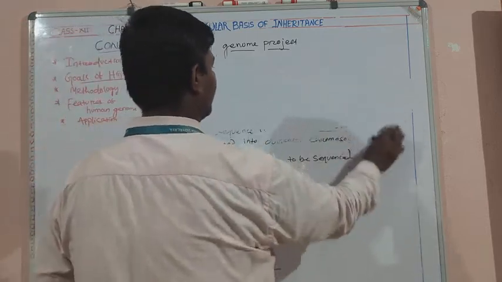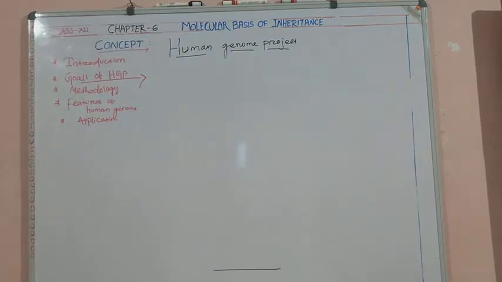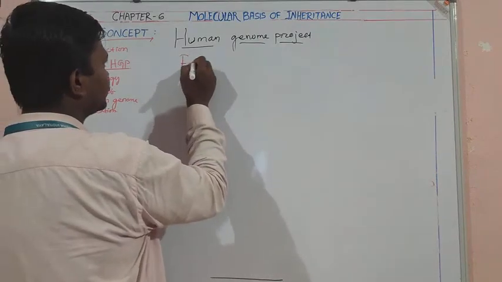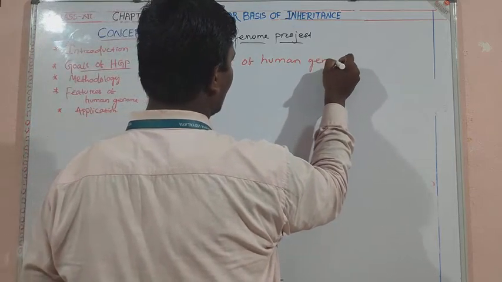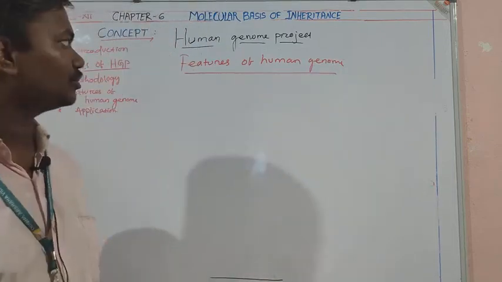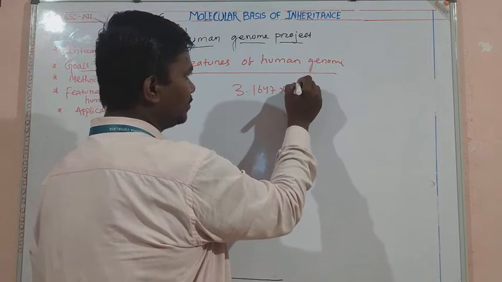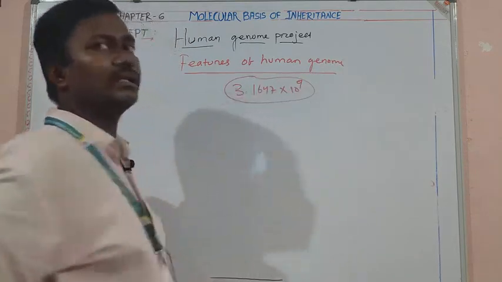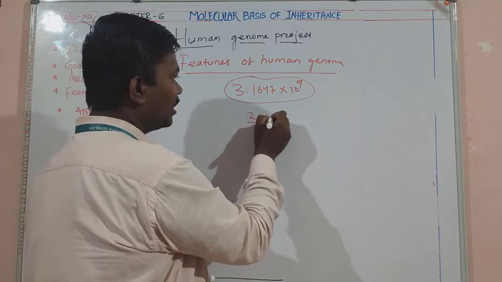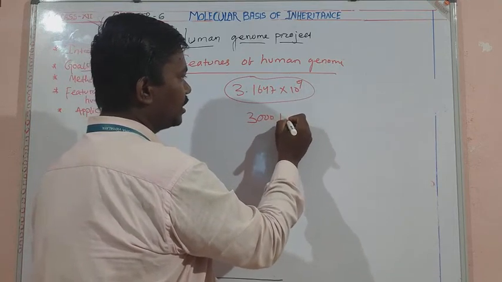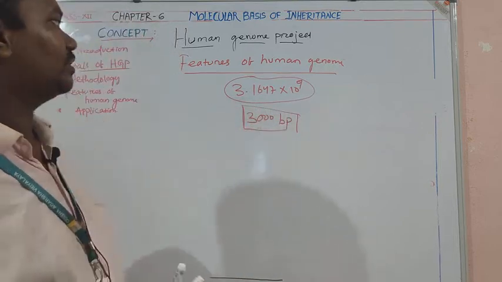Features of the human genome. The human genome consists of 3.1647 billion nucleotide base pairs. An average-size gene contains 3000 nucleotide base pairs.